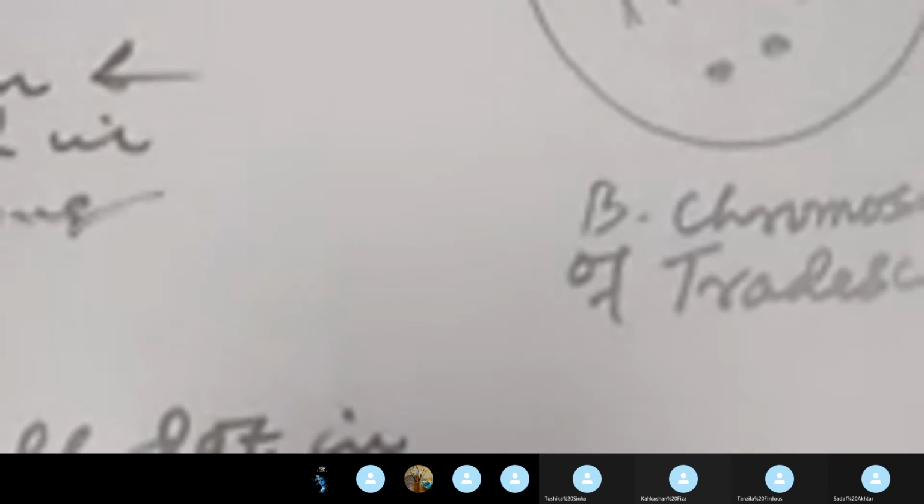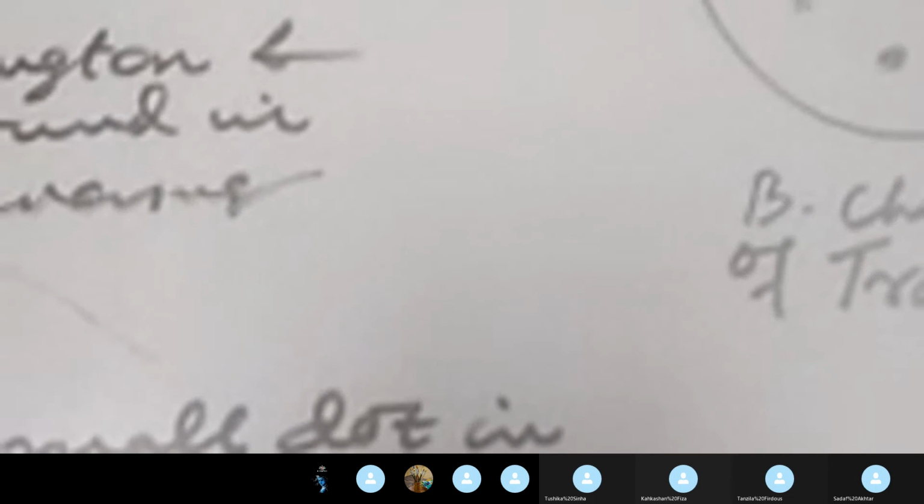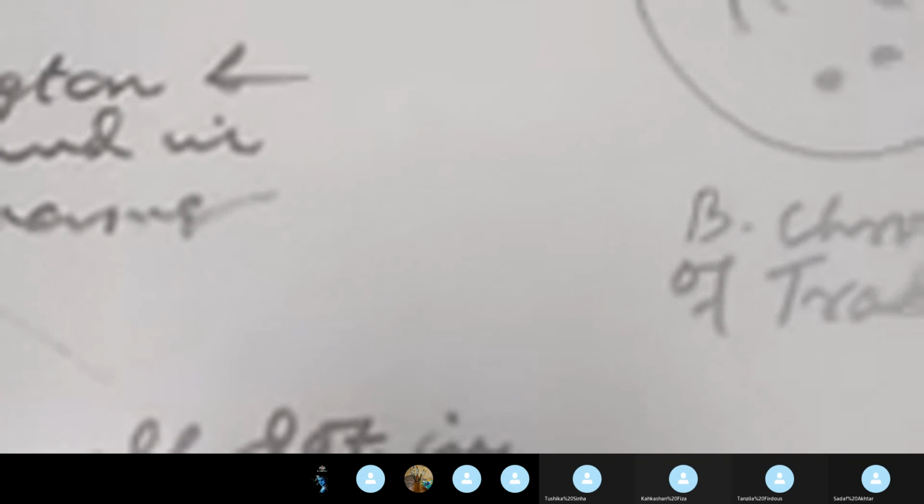They are inherited in a non-Mendelian fashion. They do not follow the pattern of Mendelian inheritance.